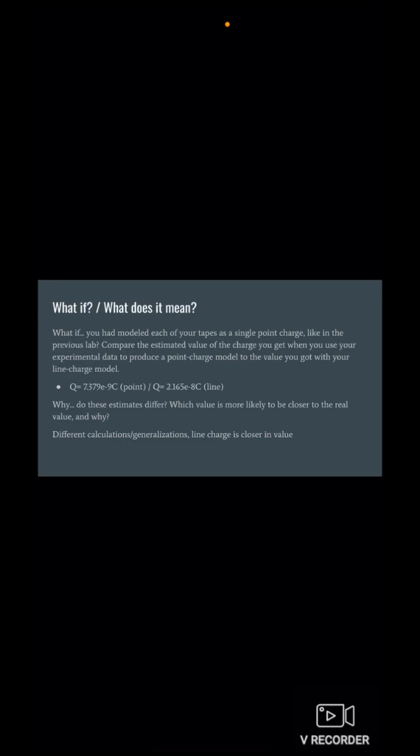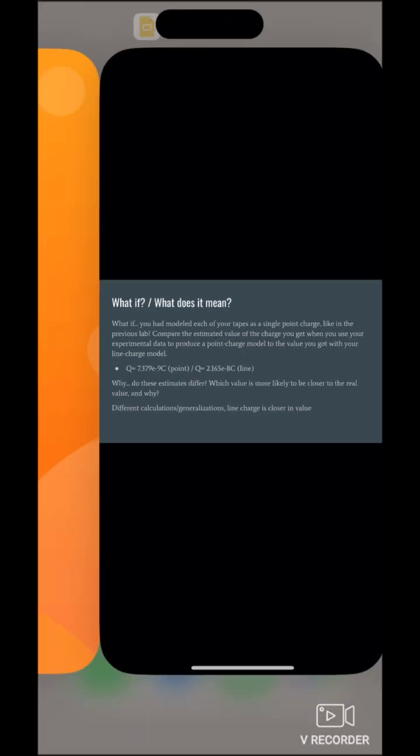As to why these estimates differ and which one's closer to the real one, like we said, different calculations and generalizations, because instead of modeling it as a single point, you're modeling it as a line. And the line charge is closer in value just because it models a greater area, which is what the charges would be like.